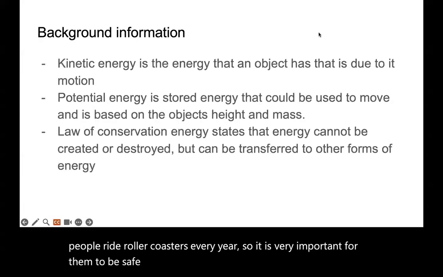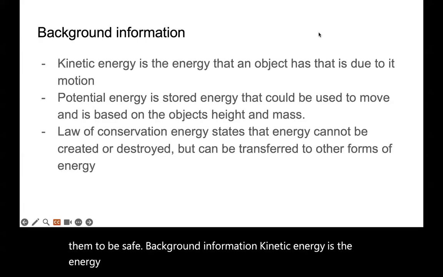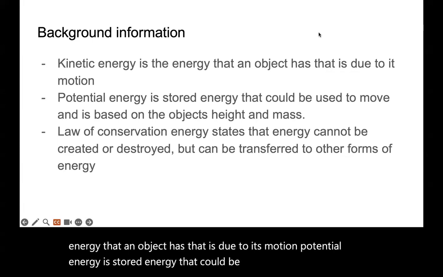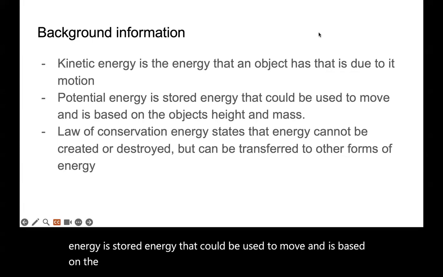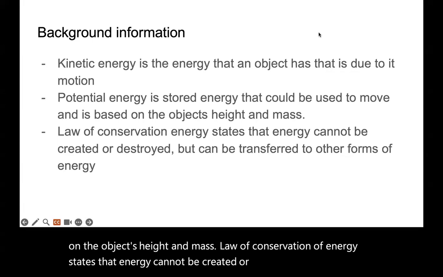Background information. Kinetic energy is the energy that an object has that is due to its motion. Potential energy is stored energy that could be used to move and is based on the object's height and mass. Law of conservation of energy states that energy cannot be created or destroyed, but can be transferred to other forms of energy.